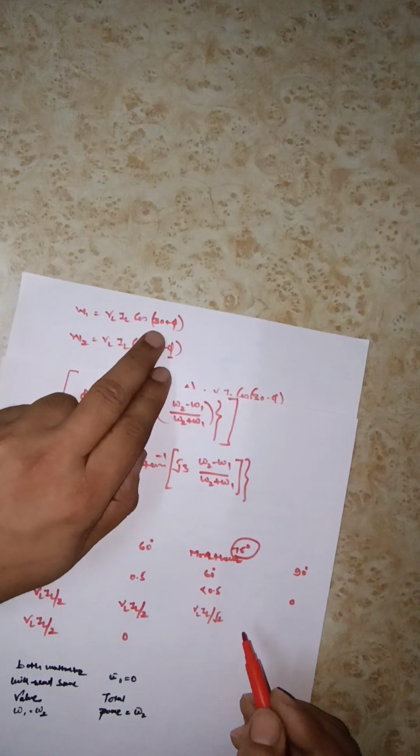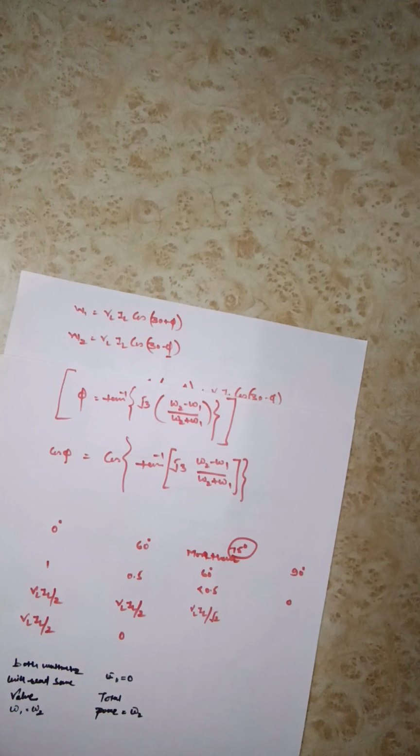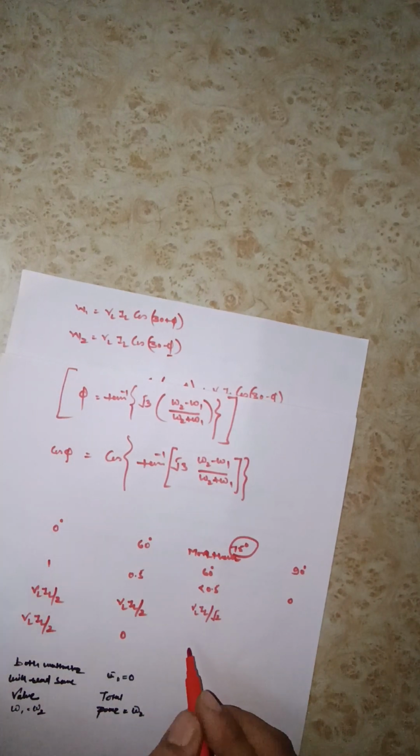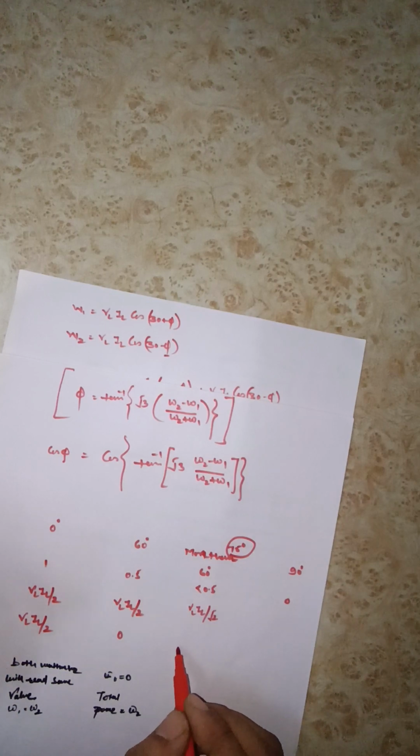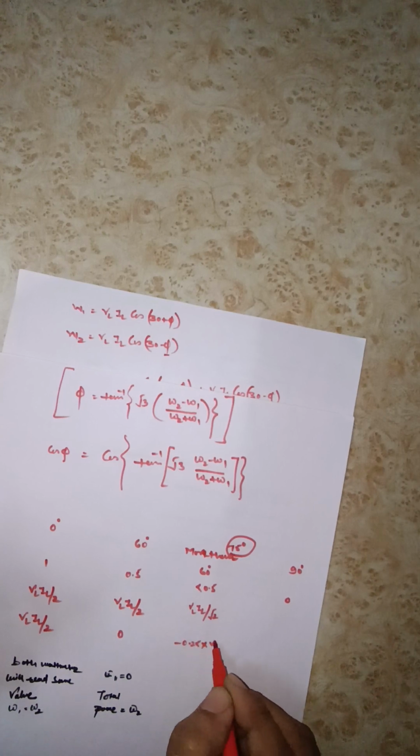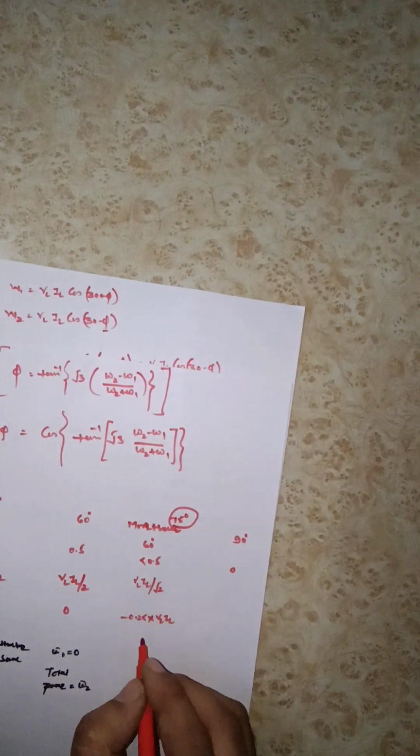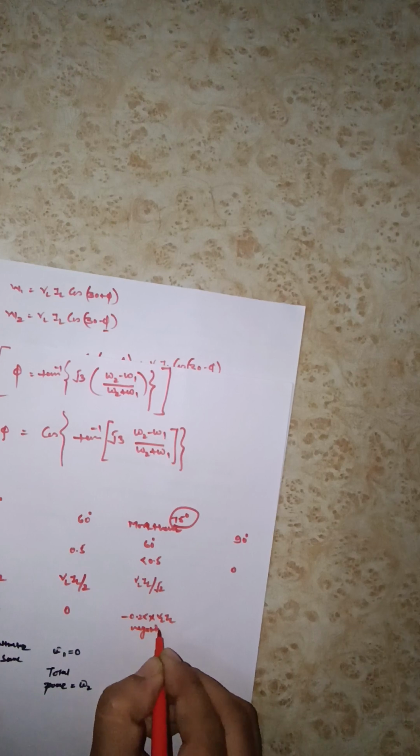Now come here, cos 30 plus 75. So it will become cos 105. We are not having the value of cos 105, so let me calculate the value of cos 105 degree. Cos 105 will be a negative value. So you will get minus 0.25 multiplied by VL IL. So it means some negative value.